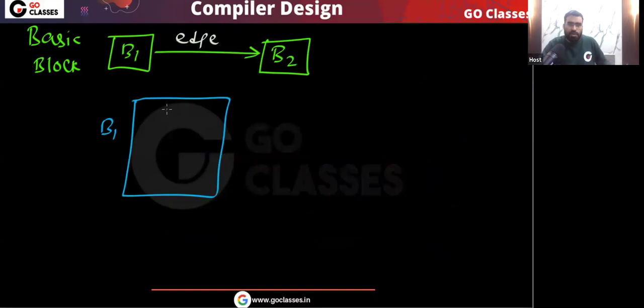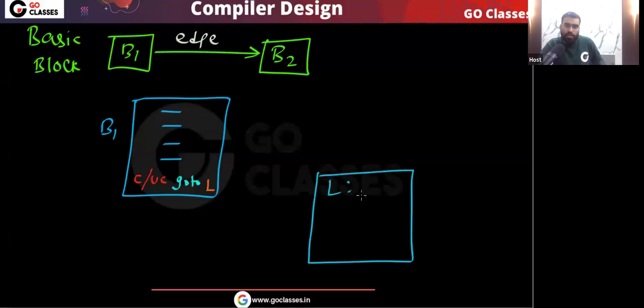So in this B1, if the last instruction is a go to, let's assume conditional or unconditional, that doesn't matter, either conditional or unconditional go to L. Let me just write it as L, so go to L. Now, let's assume that in B2 the first instruction is L.